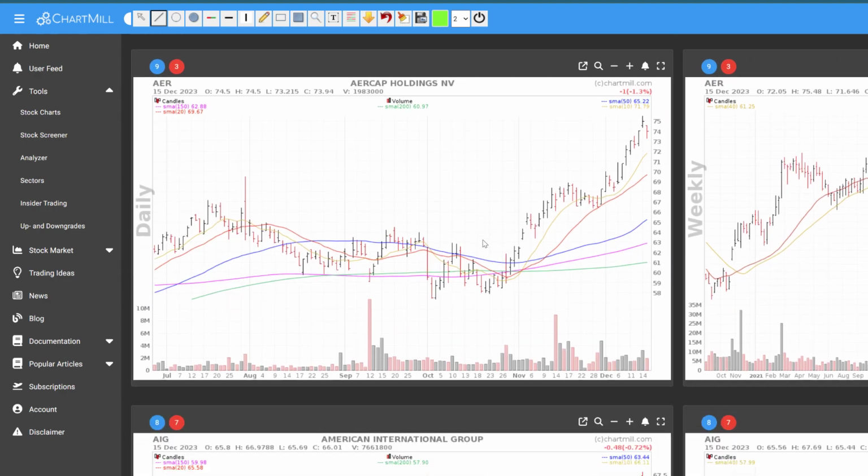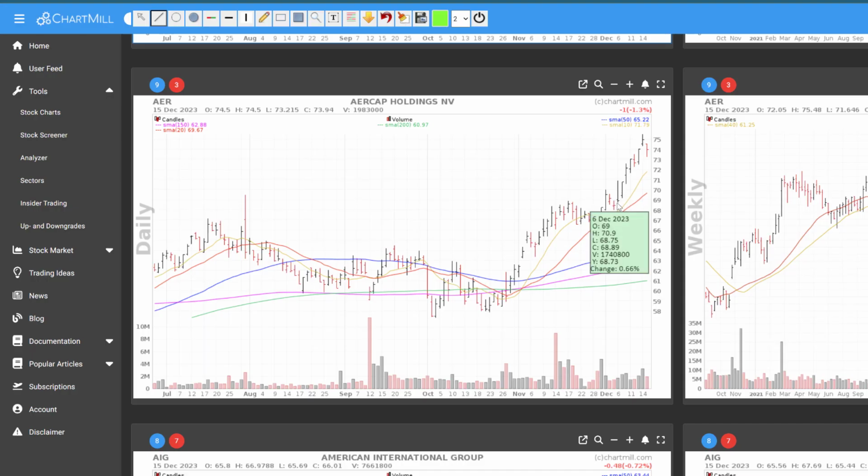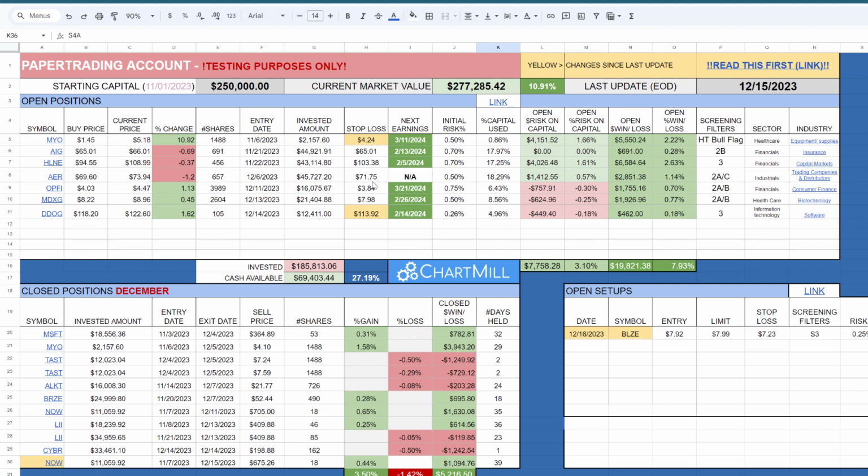Next one, AirCap Holdings, since December the 6th. This one broke out and then it came right back. This is a doji bar. I thought I would be stopped out in the next days, but it went up, and now my stop is at 71.75. So I've already locked in more than 1R because the initial risk was 0.50%.